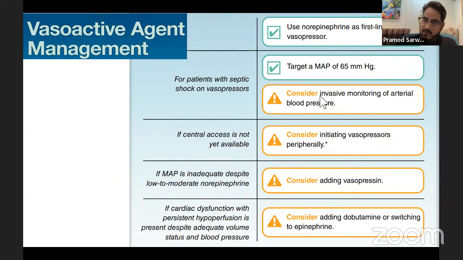Now, this is a weak recommendation, considering the invasive monitoring of the arterial blood pressure, initiating vasopressor peripherally if you cannot access the central access has been included in the guideline. If the MAP is inadequate despite low to moderate norepinephrine, you should consider adding vasopressin. And if there is cardiac dysfunction with persistent hypoperfusion despite adequate volume status and blood pressure, you should consider adding dobutamine or switching to epinephrine.